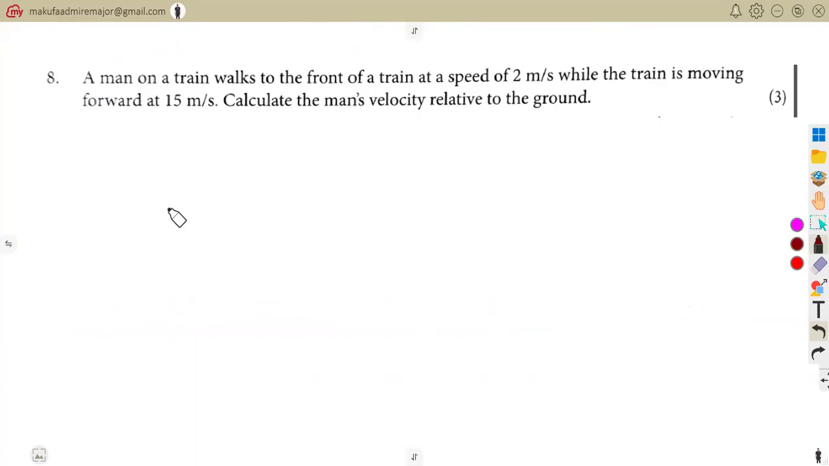Let me quickly write down 8. We have the VMT as positive 2, because the man walks to the front of the train, with respect to the train. And the velocity of the train, VT, also known as VTG, the velocity of the train with respect to the ground, is positive 15.